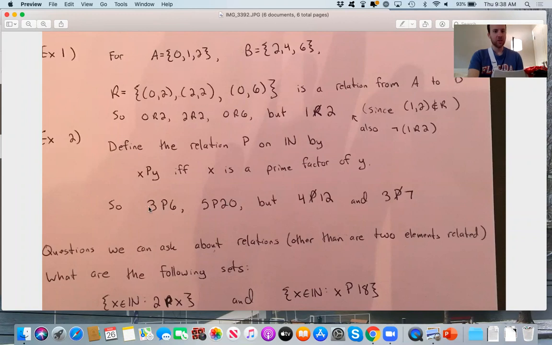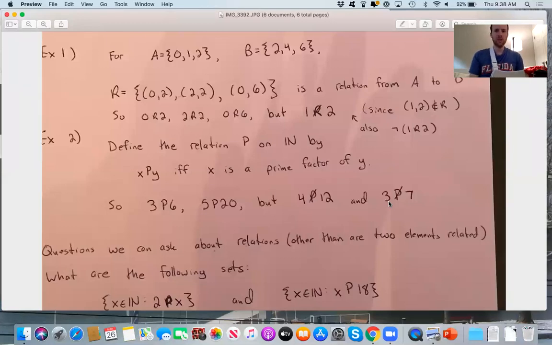So for instance, 3 is related to 6 because 3 is a prime factor of 6. 6 is 2 times 3. 3 shows up in that prime factorization. 5 is related to 20 because 5 shows up in the prime factorization of 20. 4 is not related to 12. And here we need to be careful about exactly what the relation is telling us. 4 is a factor of 12, but this is saying it has to be a prime factor. So we're only looking at the prime factorization, and 4 isn't prime. Also, 3 isn't related to 7 because 3 just isn't a factor of 7 at all.